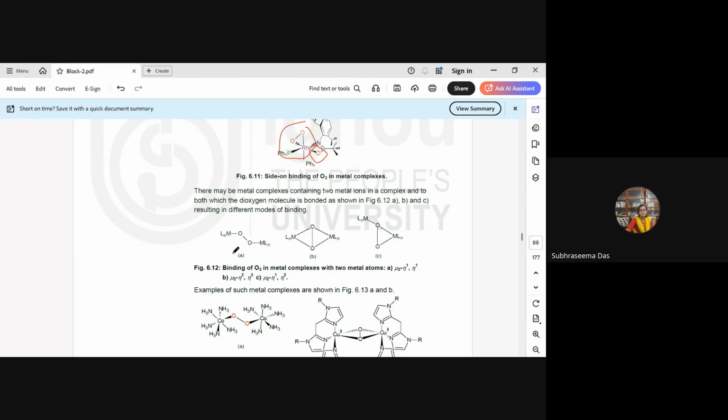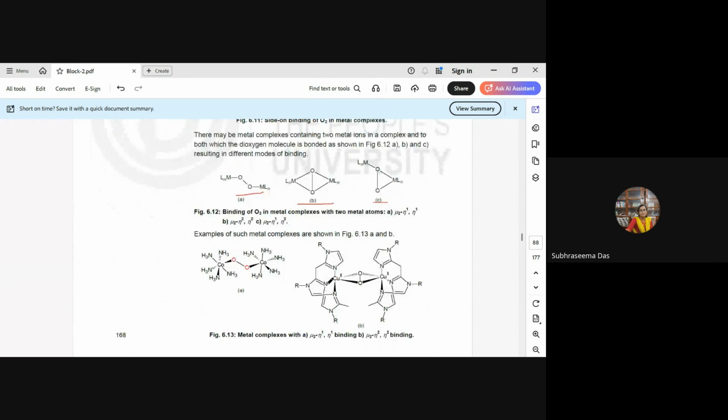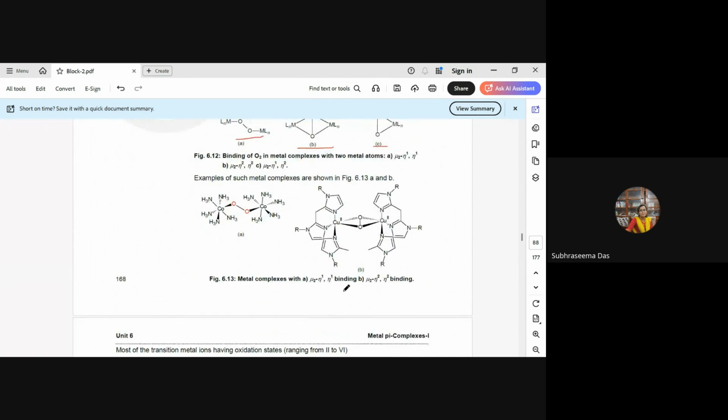You can see here this is one type of bonding where this is monohapto, here this is bihapto, and here this is both eta 1 eta 2. So you see how different types of bonding of the dioxygen molecule to the metal complexes can be possible. Metals with different types of binding have been shown in figure 6.13 A and B.